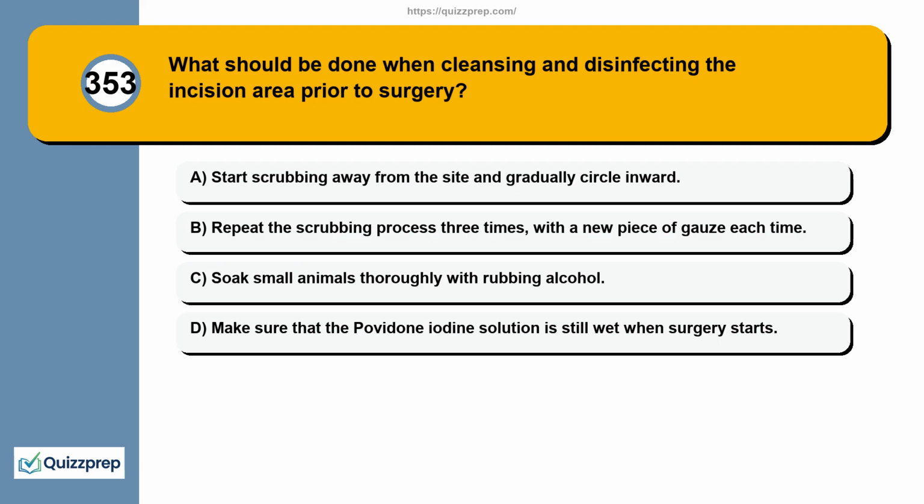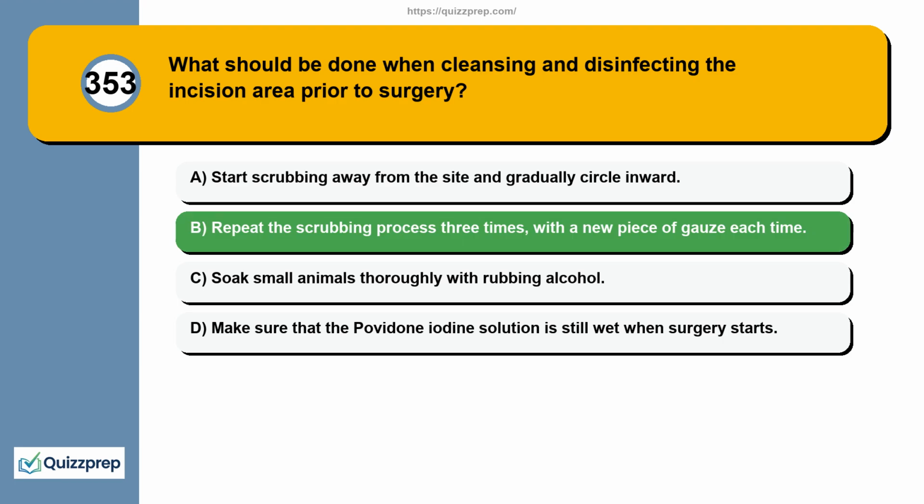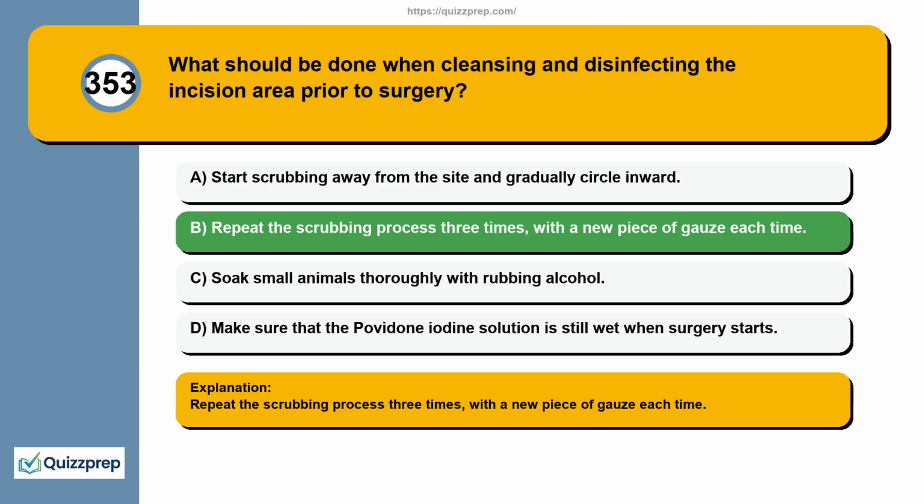Question 353. What should be done when cleansing and disinfecting the incision area prior to surgery? Option A. Start scrubbing away from the site and gradually circle inward. Option B. Repeat the scrubbing process 3 times, with a new piece of gauze each time. Option C. Soak small animals thoroughly with rubbing alcohol. Option D. Make sure that the povidone iodine solution is still wet when surgery starts. The correct answer is option B. Repeat the scrubbing process 3 times, with a new piece of gauze each time.